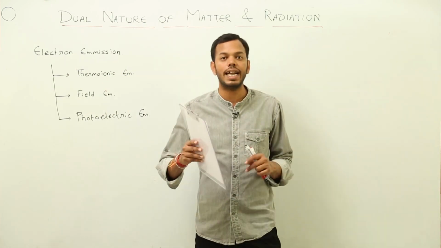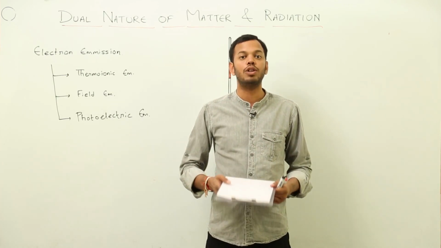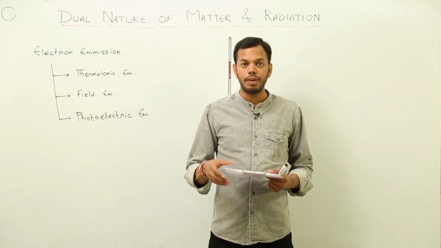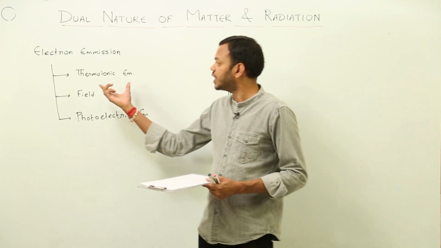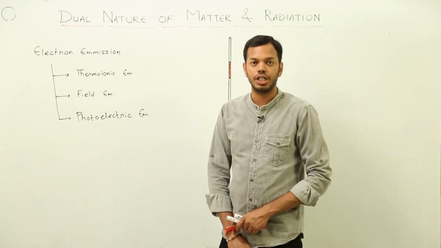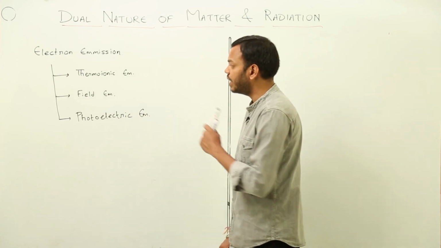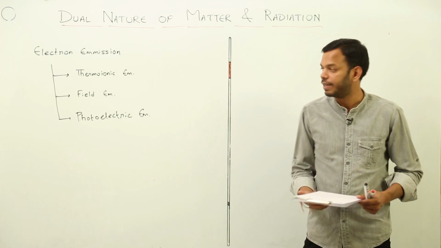Now this is for sure that electrons won't come out of the metal surface on their own, because they do not possess that kind of energy. So in order to get the electrons out of the metal surface, we have to induce some process, which are listed here. The first one is thermionic emission. In some books you would often find it as thermionic emission. Second one is field emission, and third one is photoelectric emission. I'll explain them one by one.